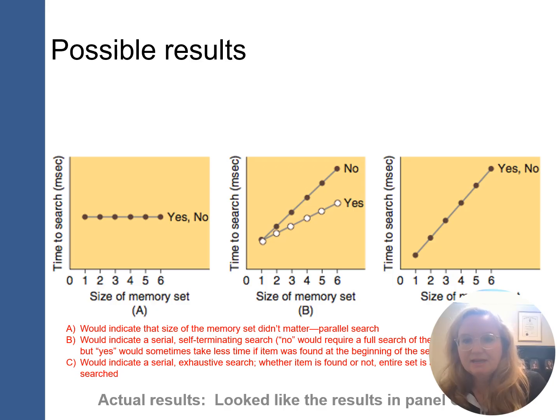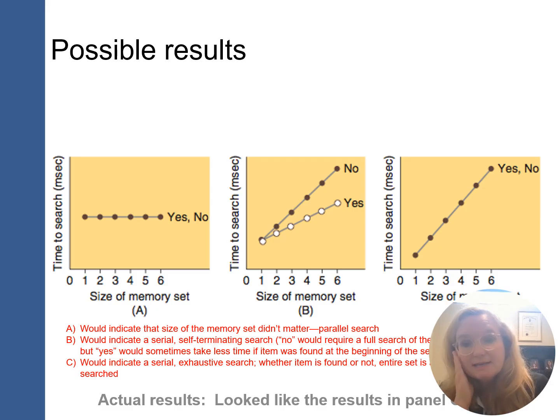The second possibility is if they go one by one, it might look like B or C in this example. B would show that when they're going one by one, if they actually go until they stop with the correct letter, then once they find the correct letter, the yes line should be lower than the no line, right? So if you think about it, if they're going letter by letter and then they get to the third letter of the display and it was the match to the probe, then they should stop searching. And so the time to search should be shorter for those conditions than they would be for the no condition where they go through each thing.